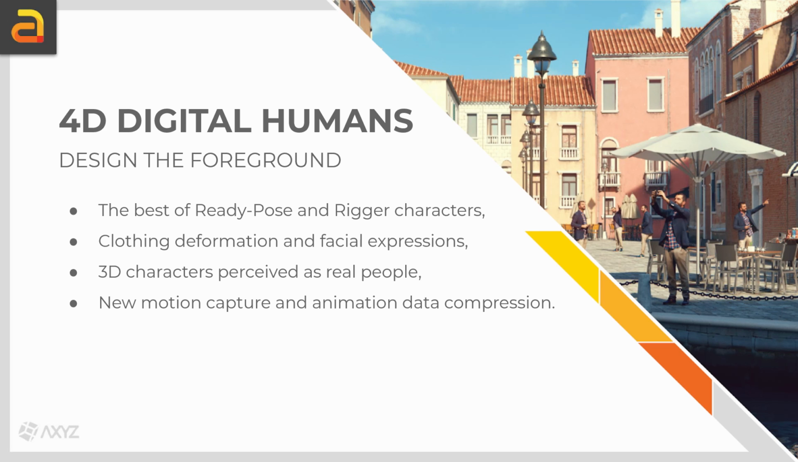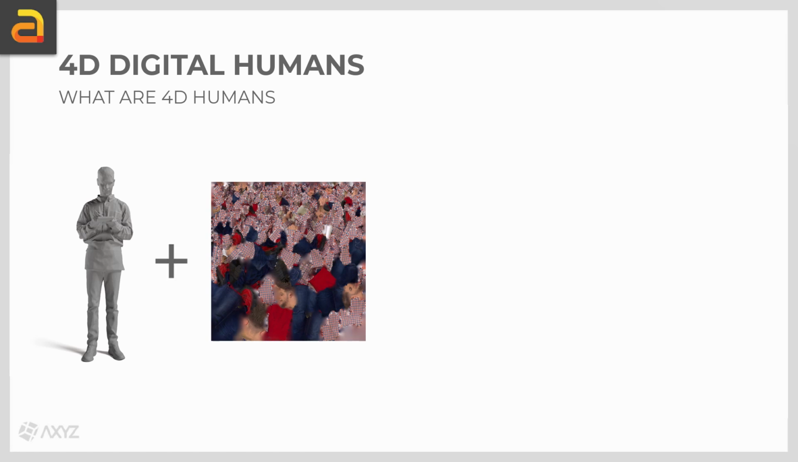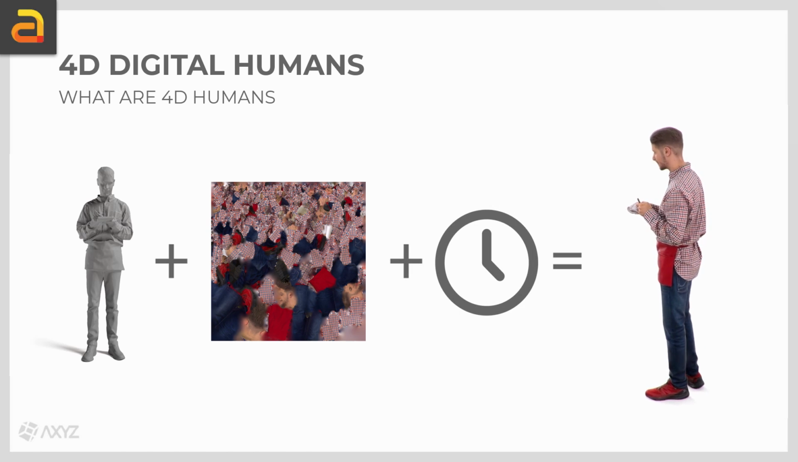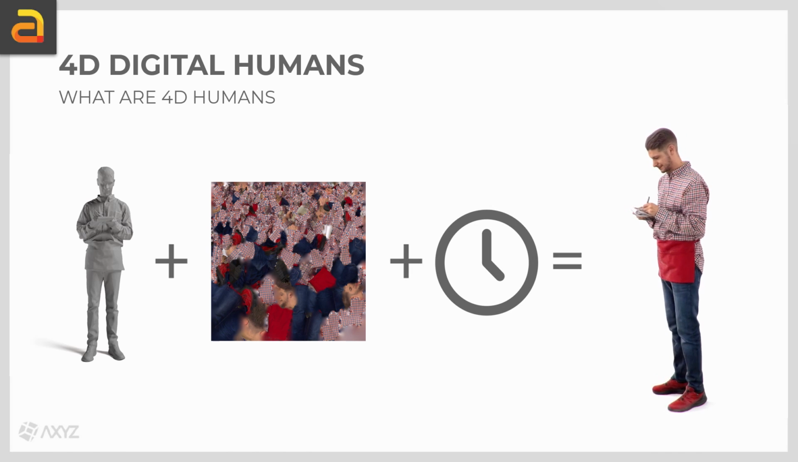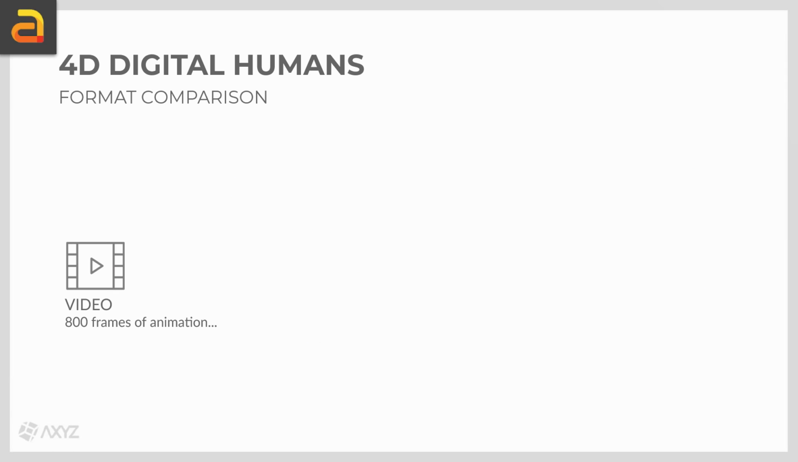Let's dive in a bit more into details about these 4D digital humans. Thanks to photogrammetry, we are able to capture both spatial and color information for each model. This is the starting point for the ready posed characters. But the new motion capture workflow lets us introduce a new element to the equation: time. Of course, this means a lot of data to be captured and, more importantly, stored. To achieve this, a new data compression codec has been developed.